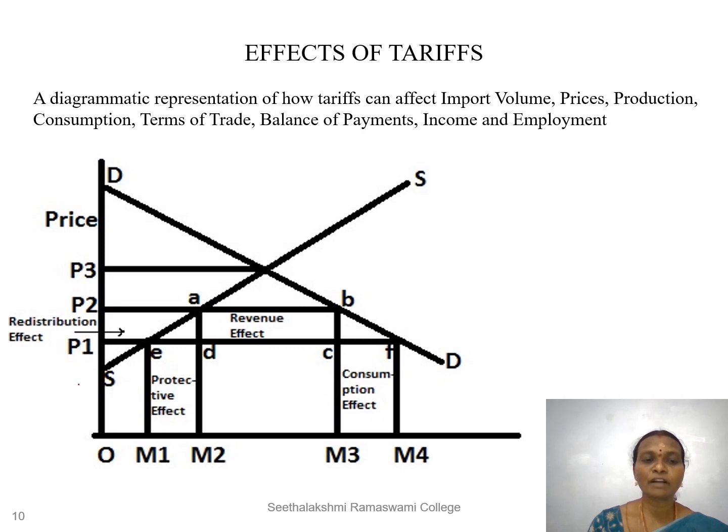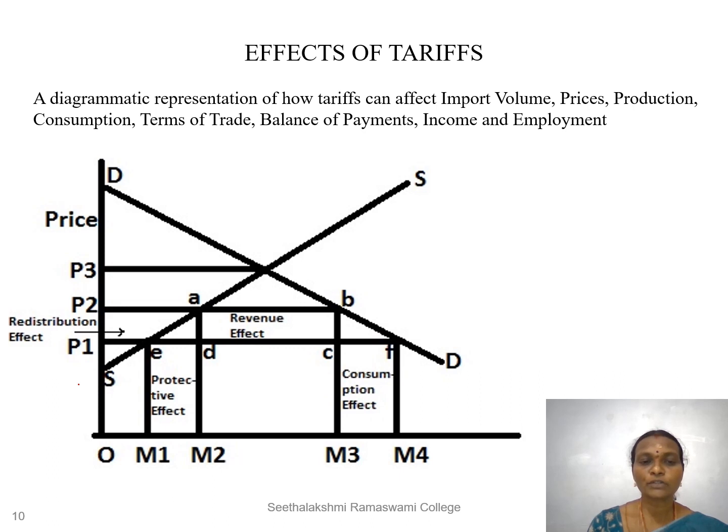For this OP1 to OP2 price, the domestic production increases to OM2, and the demand has been reduced to M3. So M2 M3 is totally imported from other countries. For that they are able to gain a revenue of A, B, C, D. For importing M2, M3 level of goods, the government is able to generate this amount of revenue, this rectangular area A, B, C, D, at the price of P1, P2. So this is called the revenue effect.